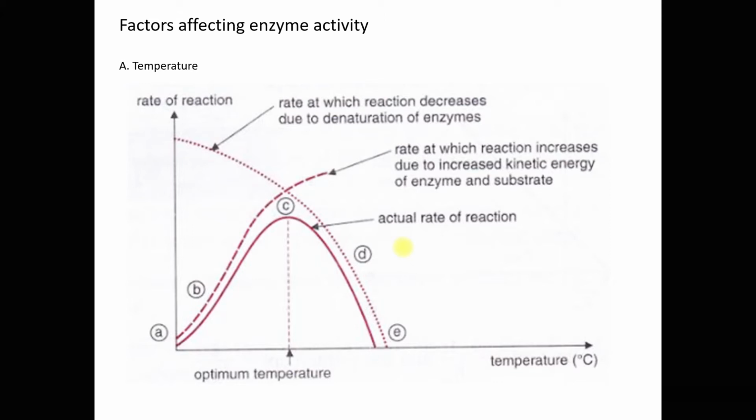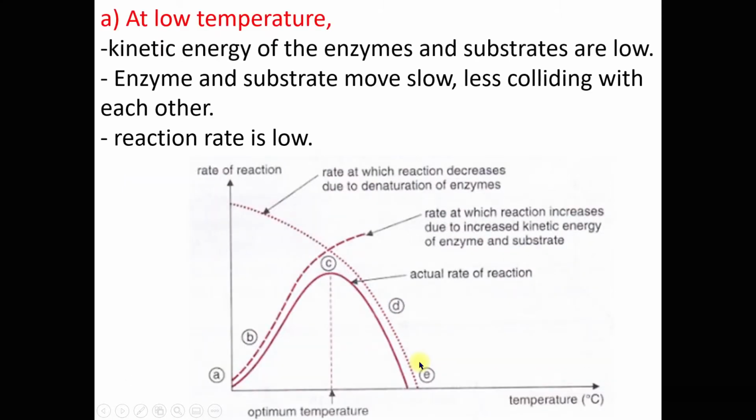The first factor is temperature. When it comes to temperature, when we plot rate of reaction or velocity against the temperature, this is what we can expect from the graph. All right, so now let's continue.